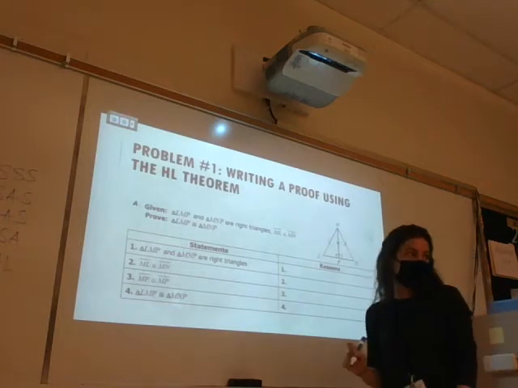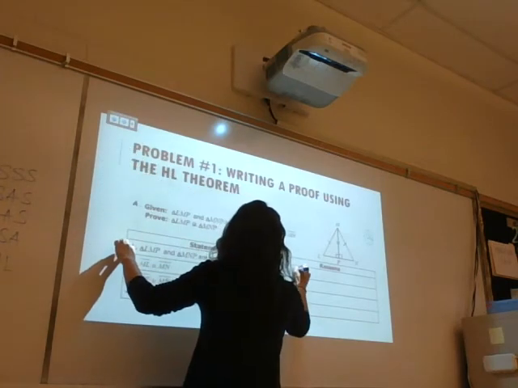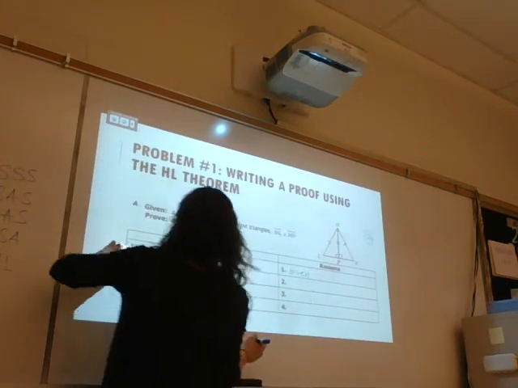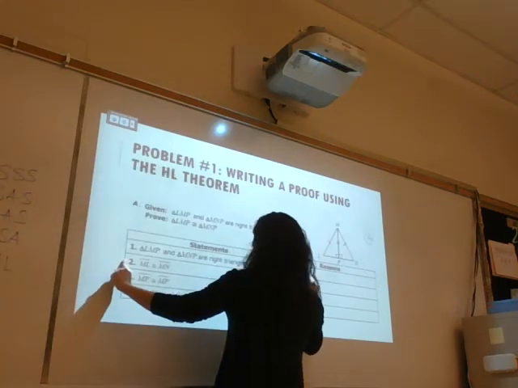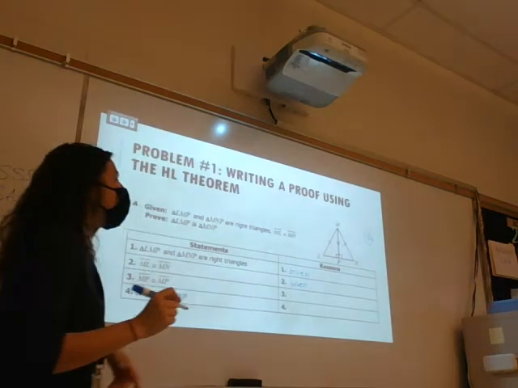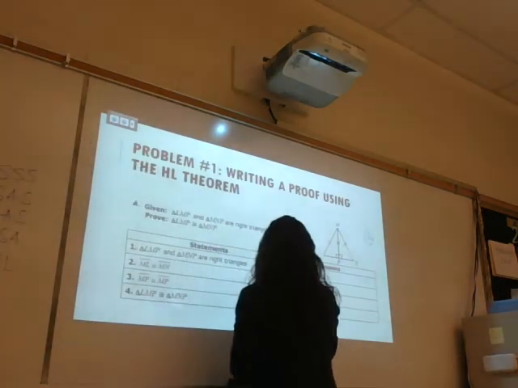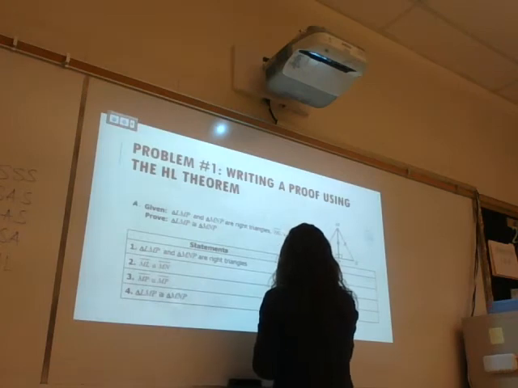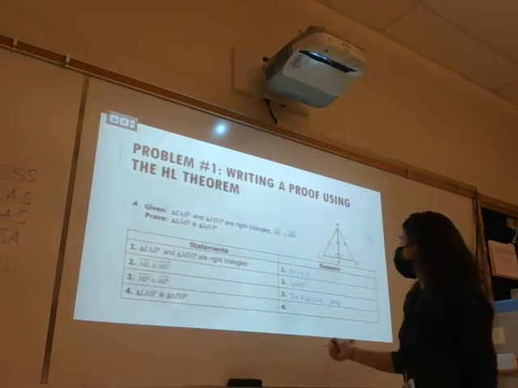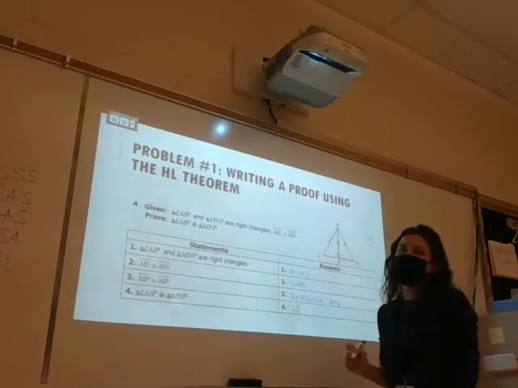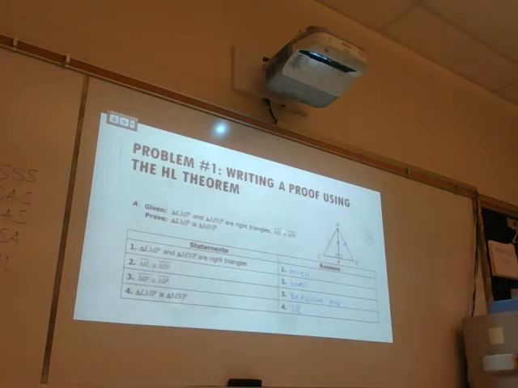Then we're going to go back right into writing proofs. First part, that line is given, so the reason would be given. The second part, that's given, that's why I marked it. That third part, MP is congruent to MP, I could say that because of the reflexive property. And then that last part, those two triangles are congruent because of HL. And that's it. So we're just learning one more way to prove this.